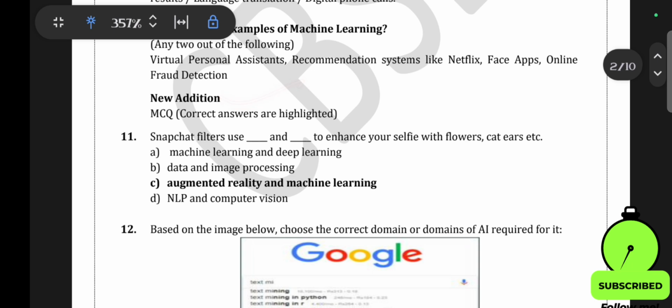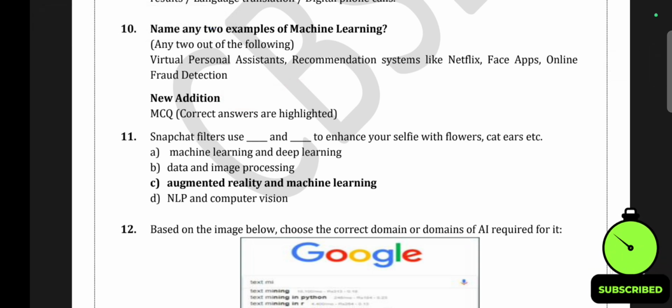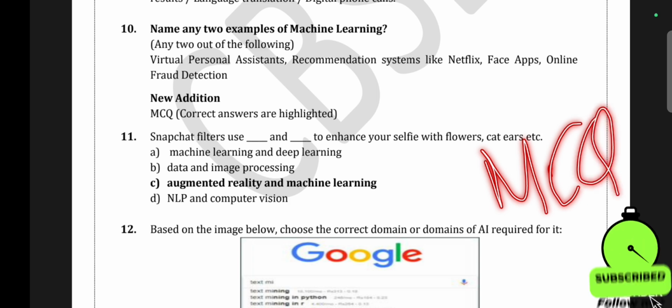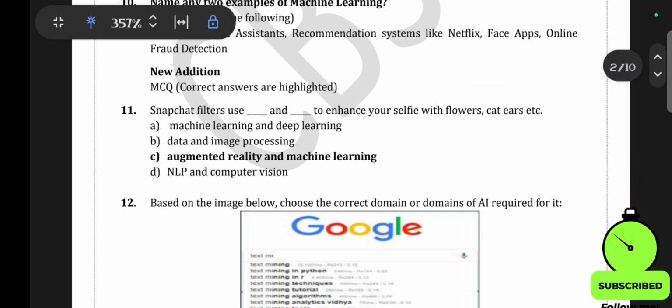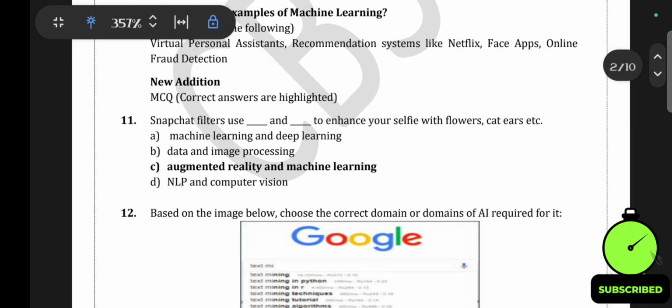Now, new addition, some MCQ questions. Because in your exam, the MCQ questions are coming. So, some MCQ questions were given here, okay? And the correct answers are highlighted. You can go through that, okay? Like this.